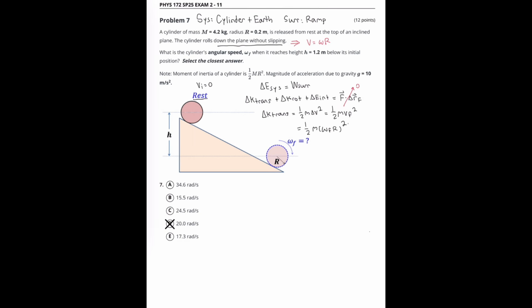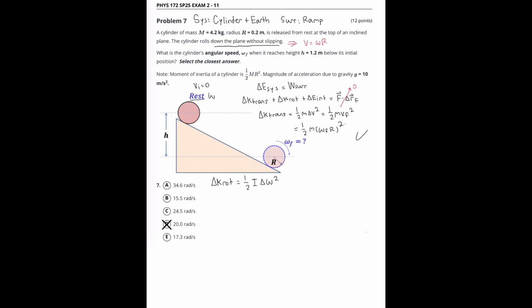And now for our rotational kinetic energy, the change of that is equal to 1/2 times the inertia I times the change of angular speed squared, omega squared. And since it's initially at rest, we can also say that omega initial is equal to 0. So we can rewrite that as 1/2 times the inertia, 1/2 mr squared, times omega final squared.